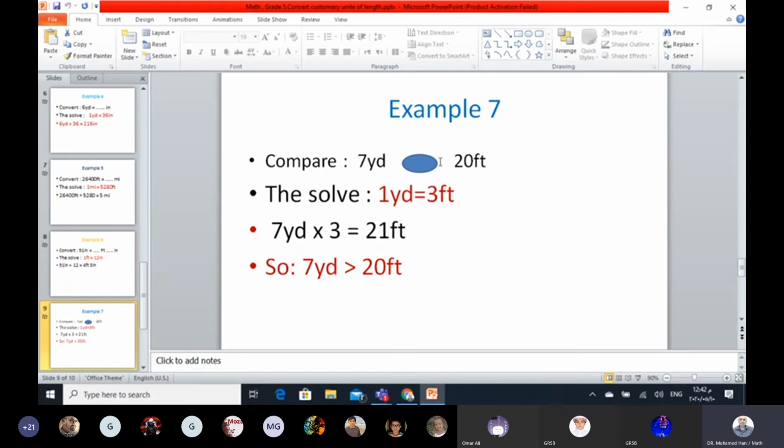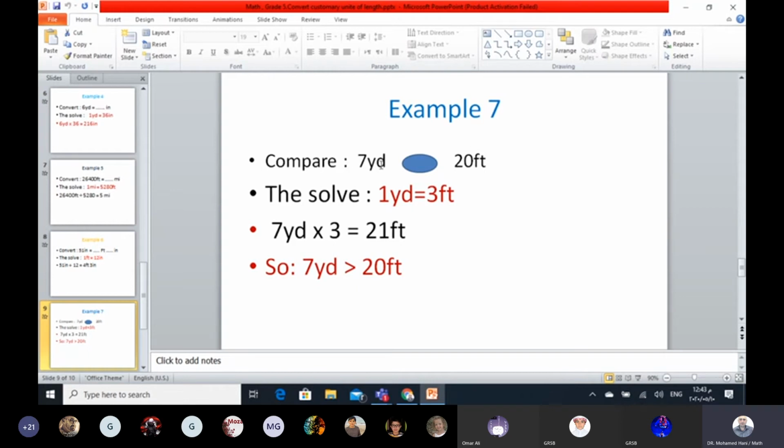Example 7 here. How to compare? How to know which is greater? Here we have 7 yards and here we have 20 feet. When you have this example, try to change each unit to the next unit. So here we have yard, try to change from yard to feet, or from feet to yard, to make the same unit. When you want to compare between two units, it is very important to use the same unit on the different sides here.